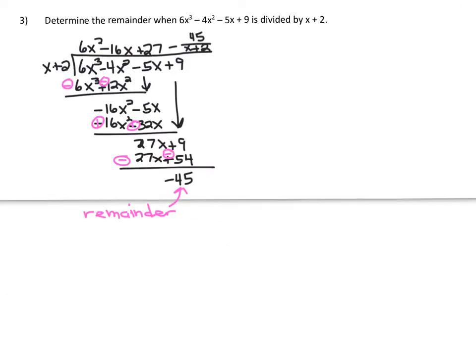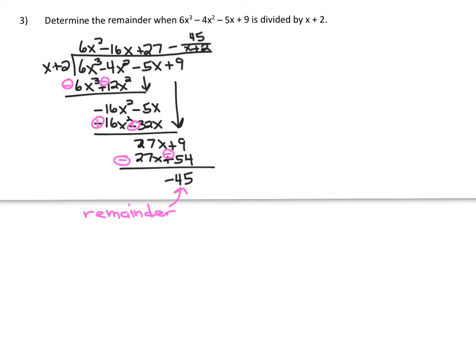All right, so if we take a look at number 3, it says to determine the remainder when this expression is divided by x plus 2. Now, I'm not going to go through it this way. I showed my work. I took my expression and divided it by x plus 2, and I did the work the same way I did in numbers 1 and 2. You can see I wound up with a remainder of negative 45. The reason I didn't really want to do it this way is because we learned a shortcut.